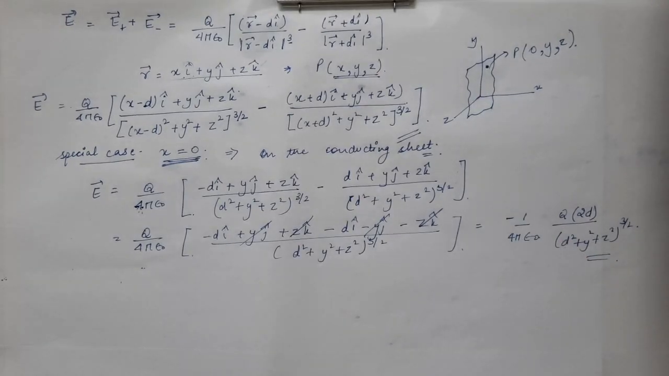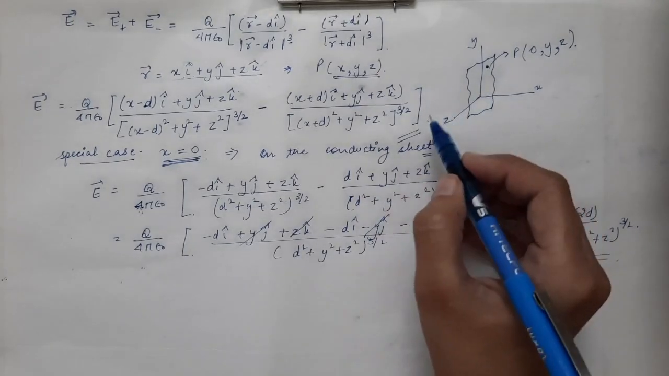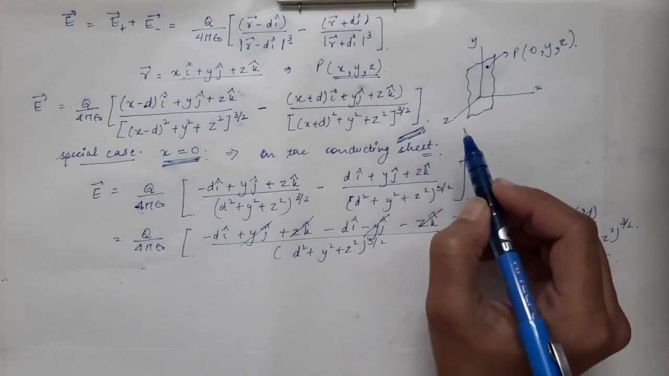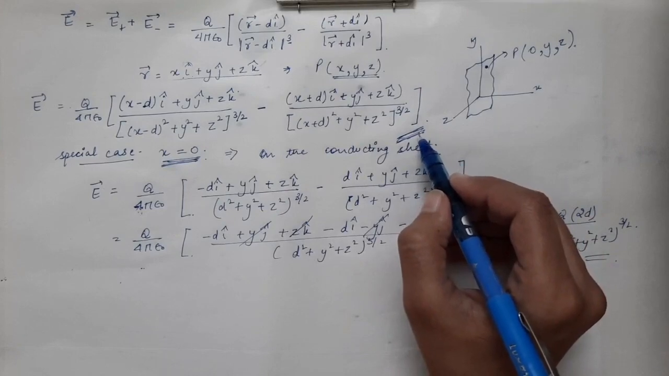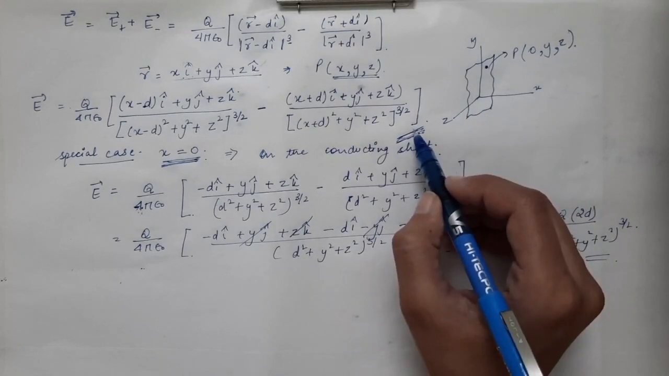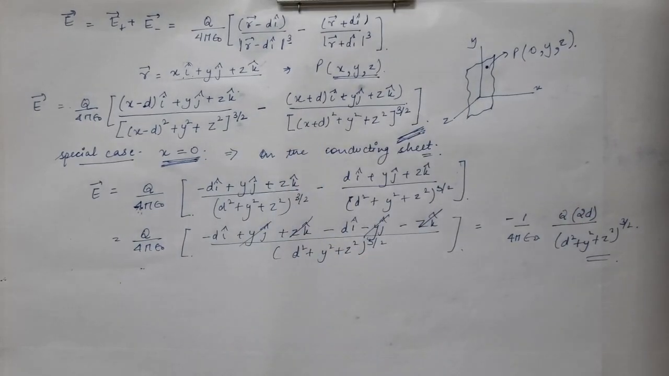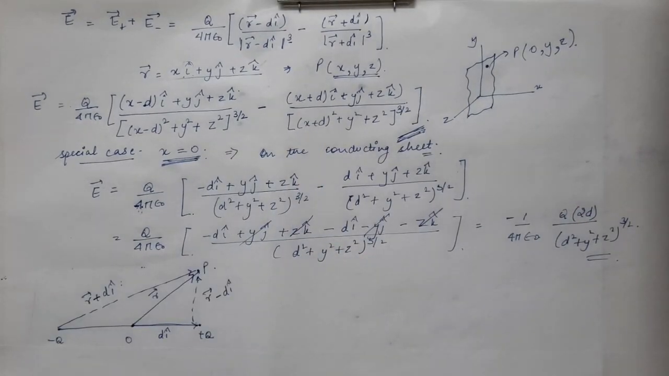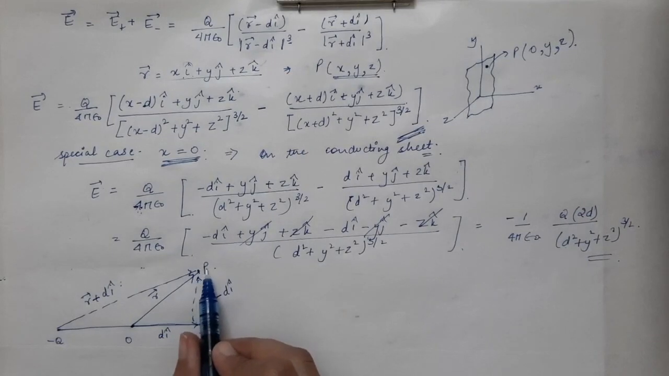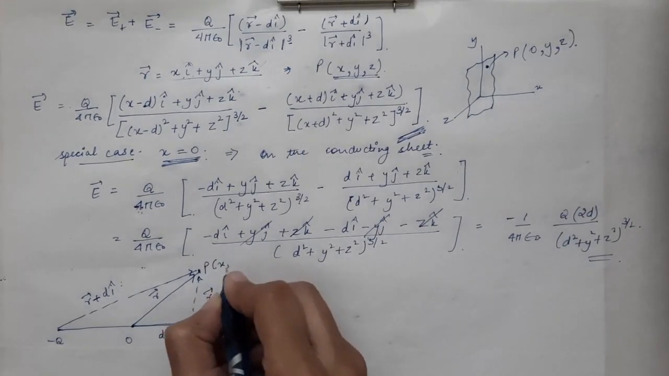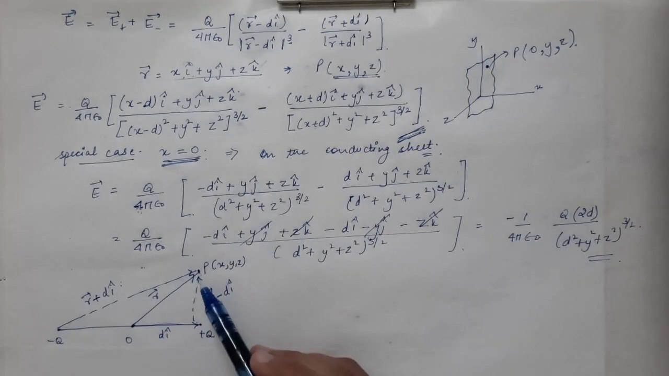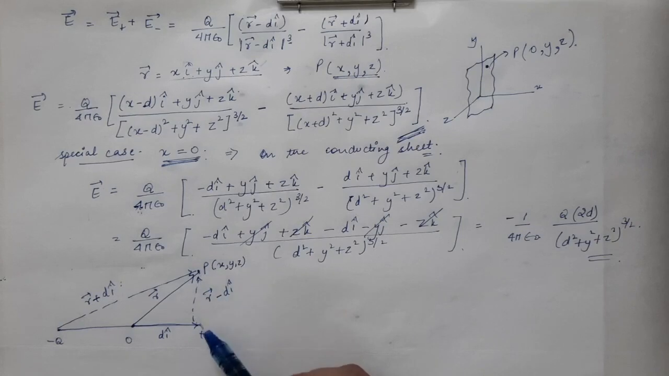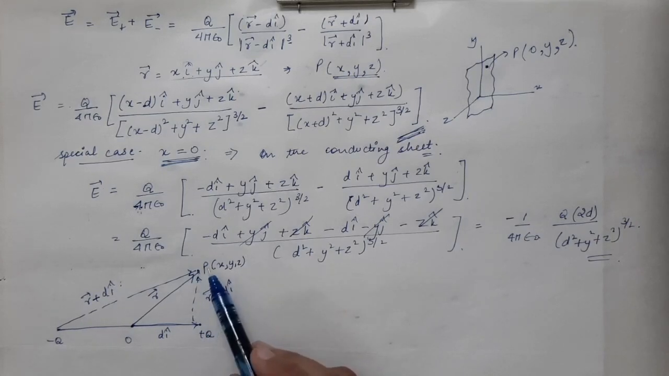Now we are going to find the expression of electric potential. Here we just found the expression of the electric field at a point due to the charge and a conducting sheet. To find the electric potential at the same observation point, with coordinates x, y, z, we know that the distance vector from the source charge plus q to the observation point P is given by r vector minus d i cap.